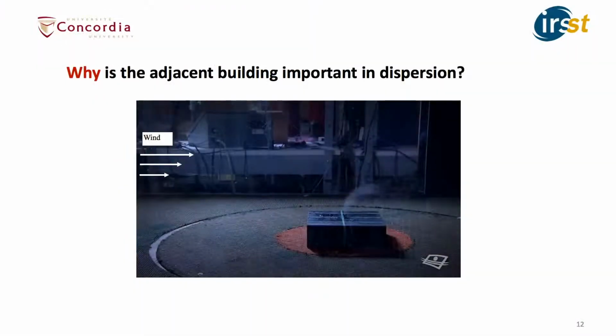Now, why is the adjacent building so important in dispersion? This is a nice representation using flow visualization. Flow visualization is something that everybody can see and recognize. It may not be 100% accurate, but it gives you an idea as to what is happening. So here is what's happening when you have a stack or an isolated building. And here is what's happening when you put a building in front of that isolated building.